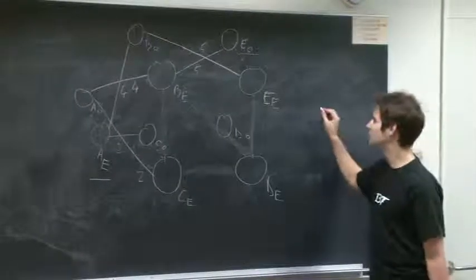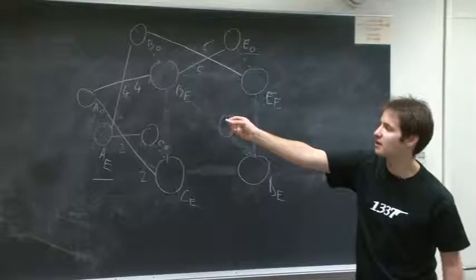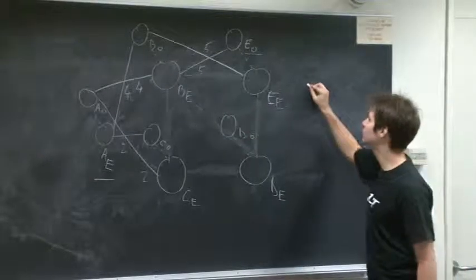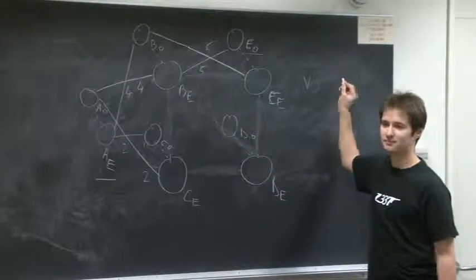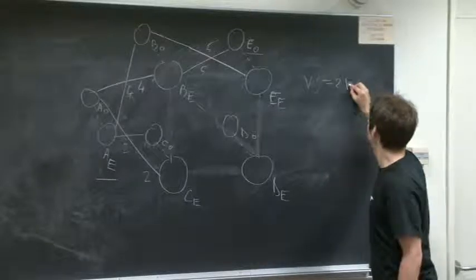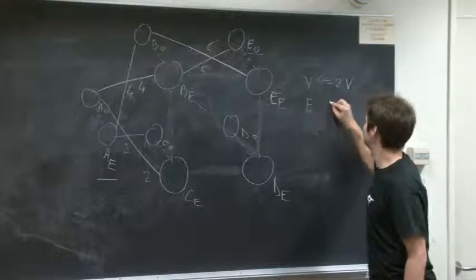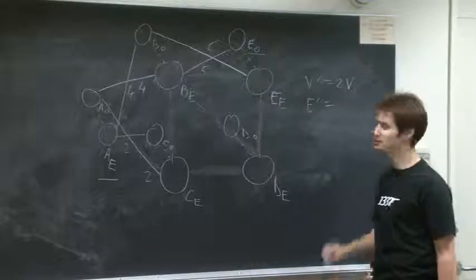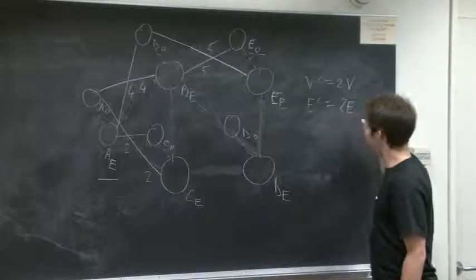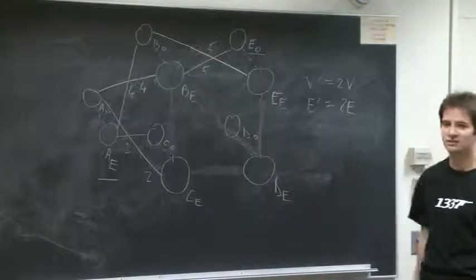So let's see what's the running time of this new algorithm. Say my original graph had V vertices and E edges. How many new vertices do I have? 2V. How many edges? 2E. Each edge is copied exactly twice.